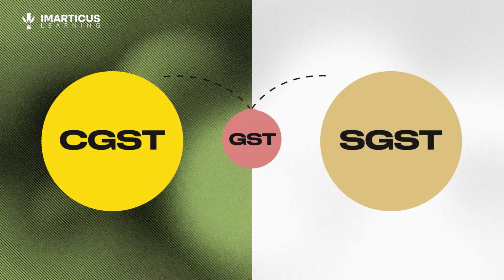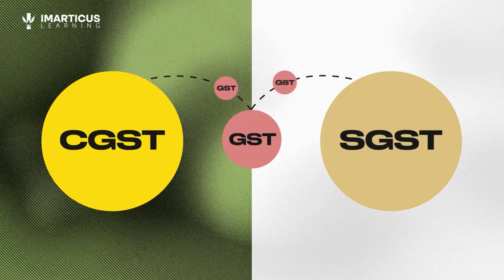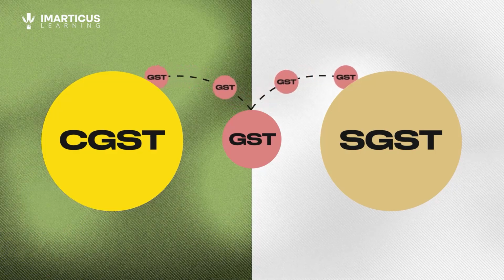Alright, let's bring this home with some real life scenarios. Suppose a business based in Maharashtra sells gadgets to a consumer in Delhi. Since it's an interstate sale, IGST is charged, which is collected by the central government. This money then gets divided between Maharashtra and Delhi. But if that same business sells gadgets within Maharashtra, say from Pune to Mumbai, CGST and SGST come into play. Half of the tax goes to the central government and the other half goes to Maharashtra's revenue.